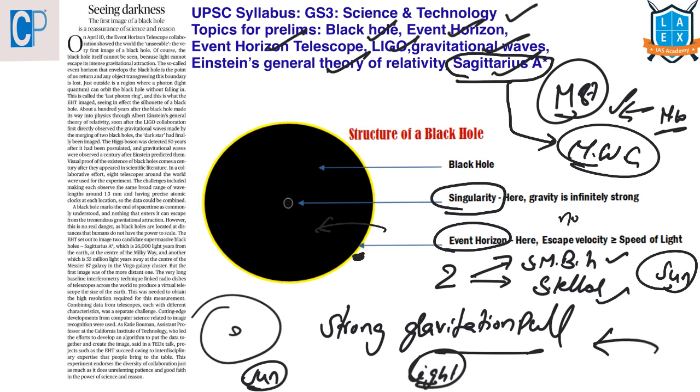Anything that crosses this event horizon will fall to the center of the black hole, and it will be compressed into a single point, and at this single point there will be infinite density. That single point is known as singularity. Here the gravity is infinitely strong.